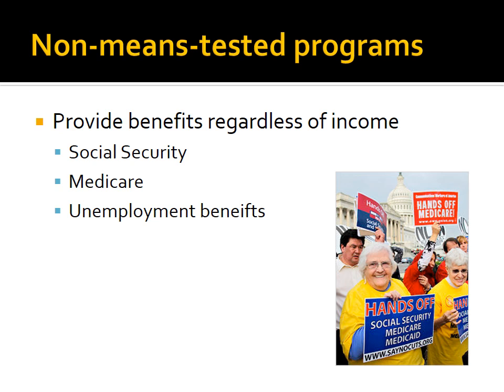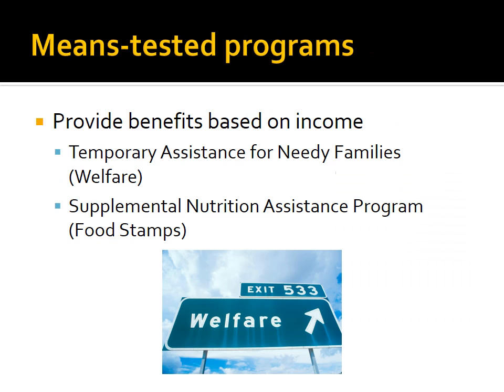So first is non-means-tested. These provide benefits to people regardless of their income. Things like Social Security, Medicare, and unemployment. It does not matter what your income is. If you qualify, you qualify. You're entitled to that money. If you've paid into Social Security, you qualify, so you get Social Security. So that is a non-means-tested program.